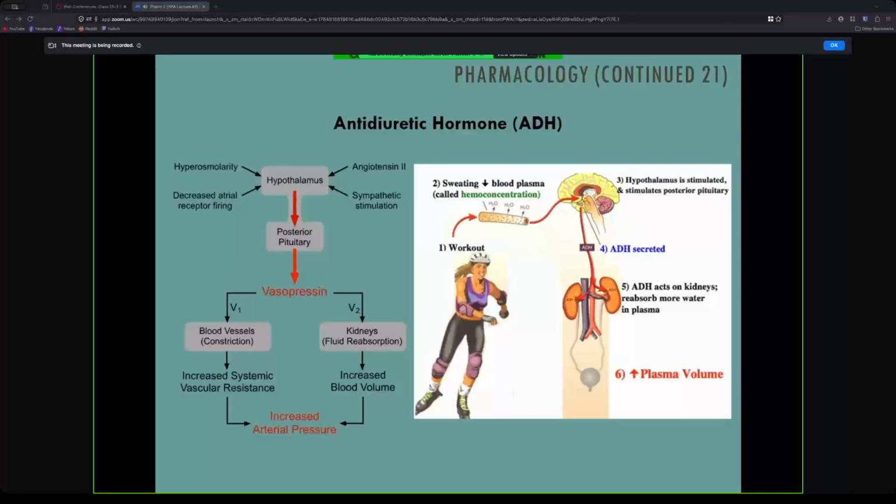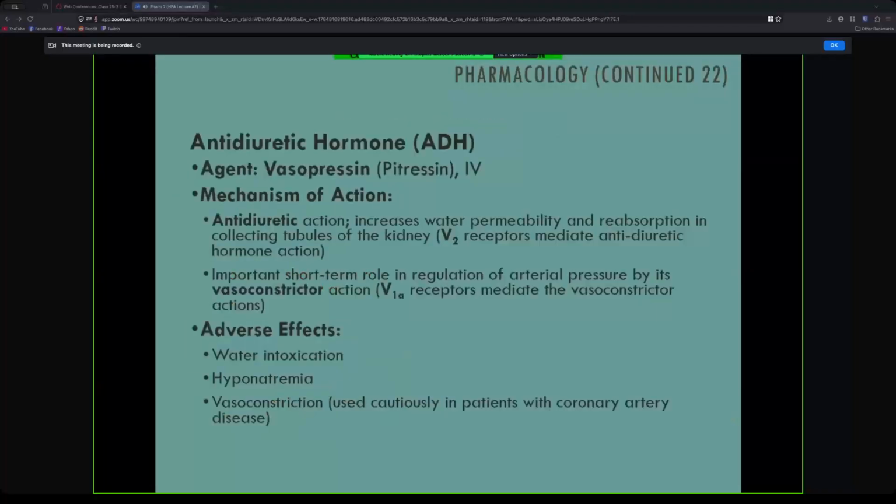And the blowout on the right of the slide shows a patient working out, rollerblading around, sweating, decreasing blood plasma, so hemoconcentration. The hypothalamus gets stimulated, and that's going to stimulate the posterior pituitary. Here comes our ADH, and it's going to act at those two sites, and the picture is showing their action on the kidneys. So let's reabsorb more water into the plasma due to that ADH response. And as I said, increased plasma volume, increased arterial pressure. So just your overview.